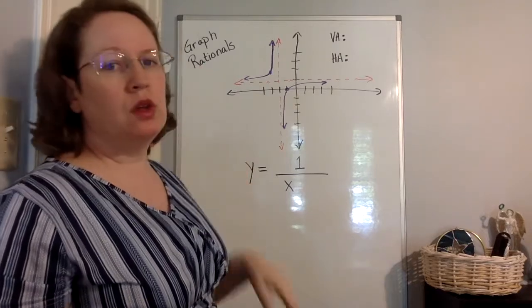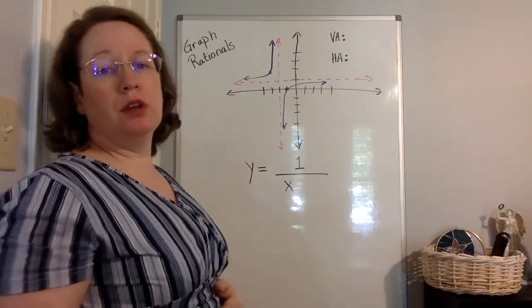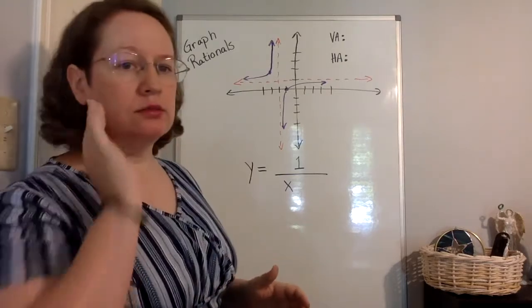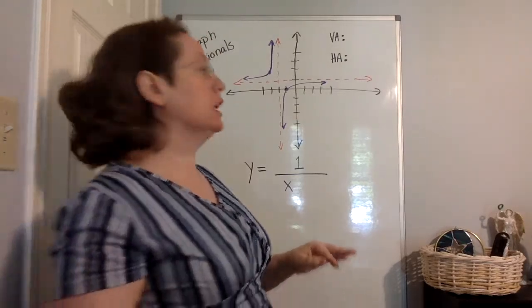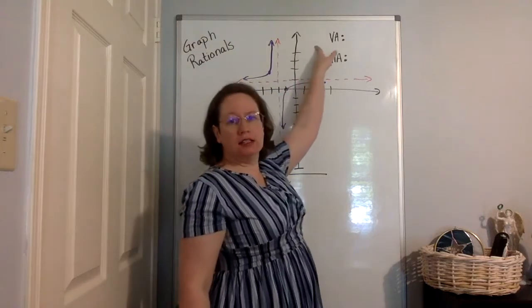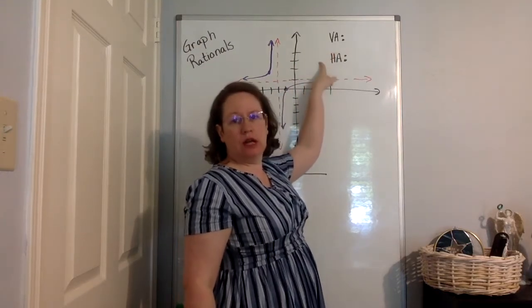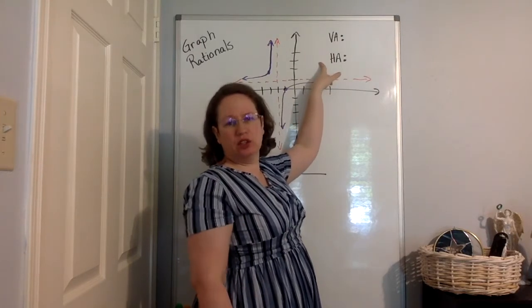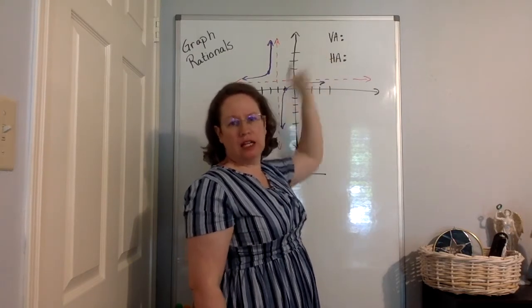All right? So, first the abbreviation. So I have VA and HA. Okay? No, I'm not making up a language. I'm not speaking Klingon. VA stands for vertical asymptote. HA stands for horizontal asymptote. So if you can't spell it or you can't say it, don't worry about it. It's just VA and HA.